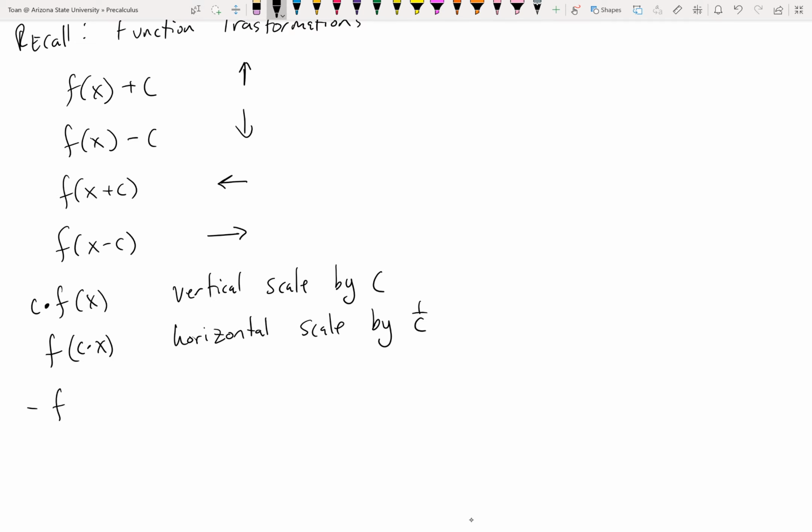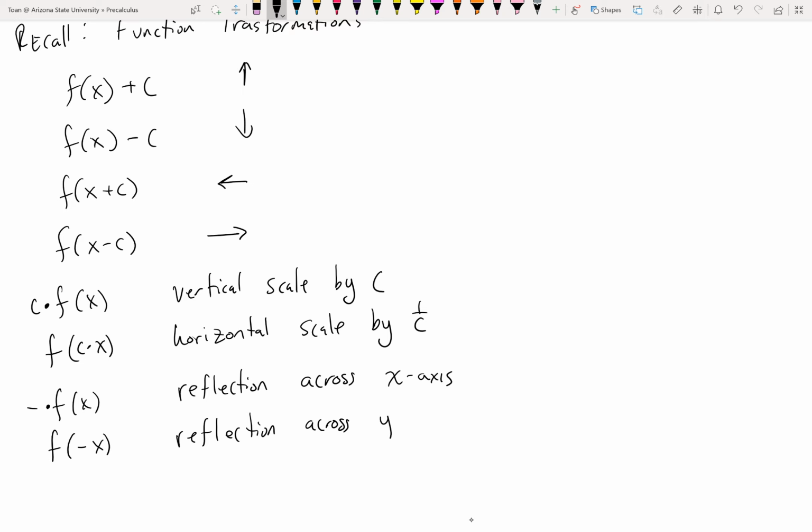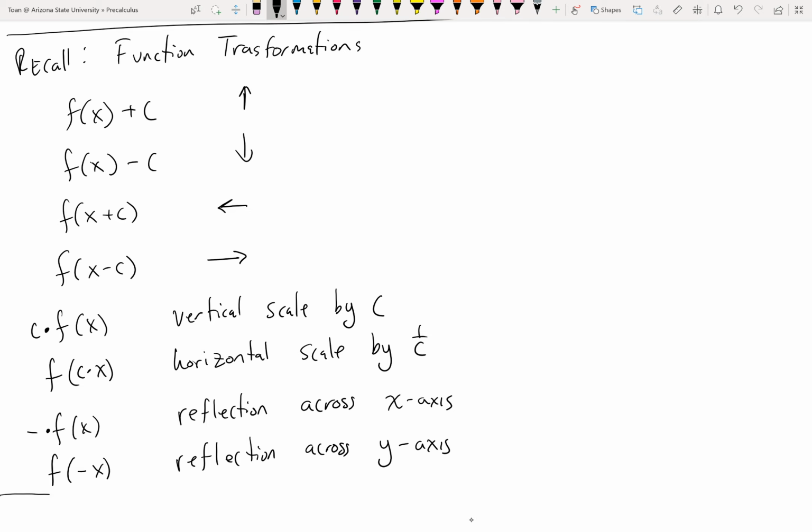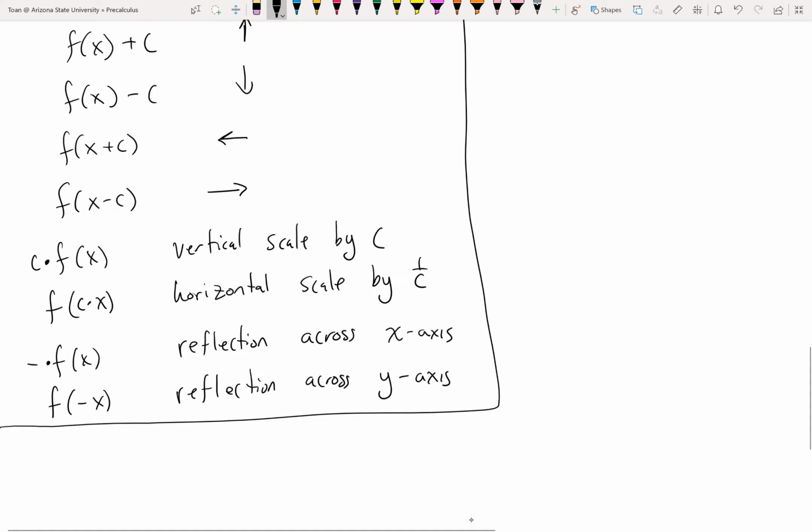But if that number that you multiply by happens to be a negative, if you multiply the whole function by negative, that's going to be a reflection across the x-axis. But if you so happen to multiply the x by negative, that's a reflection across the y-axis. So that is something that we just need to know. Well, and if you do know that, then sketching becomes a piece of cake.